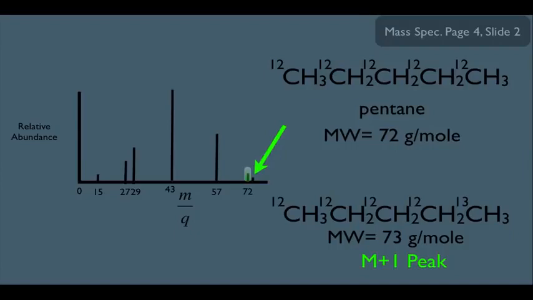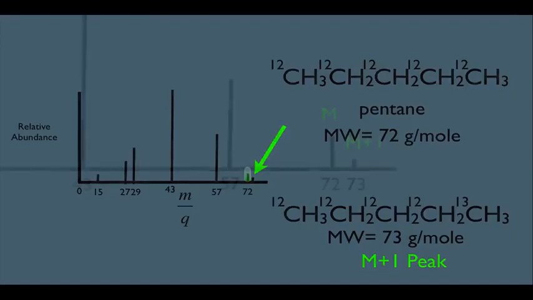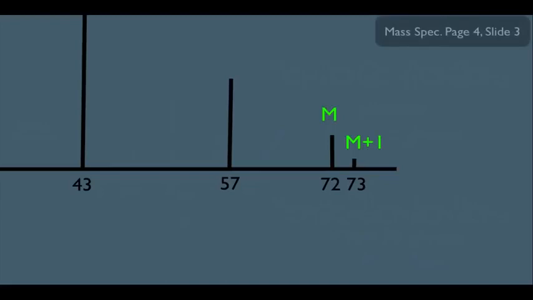Now, you might be wondering, well, is there a chance that we could have a pentane molecule where 2 carbons are carbon-13? Well, remember the relative abundance. Remember, out of a sample of carbon, 98% of it is going to be carbon-12, and only roughly 1.1% is going to be carbon-13. So the chances of one pentane molecule having 2 carbon-13s are slim to nil. But there is a chance that one of the carbons could be carbon-13. So that's what's happening here. That's why we're getting an M and an M+1 peak.